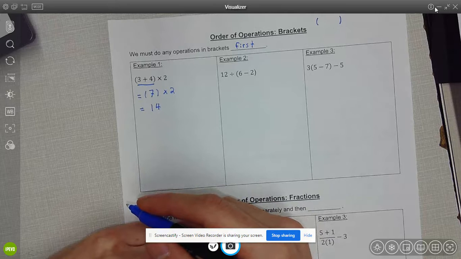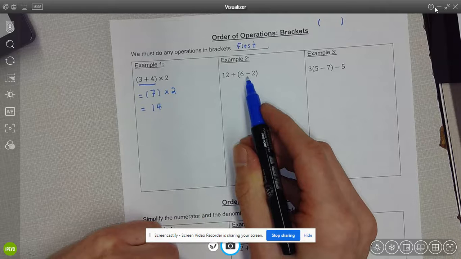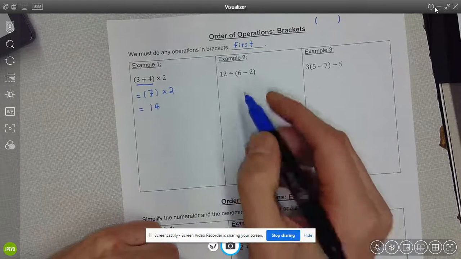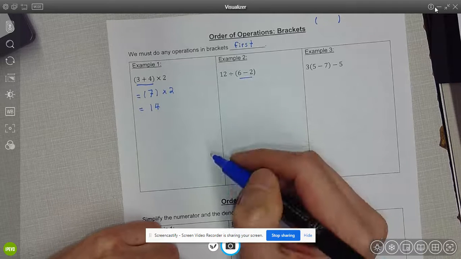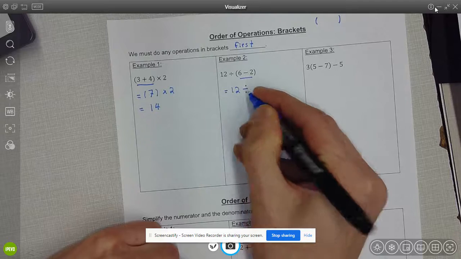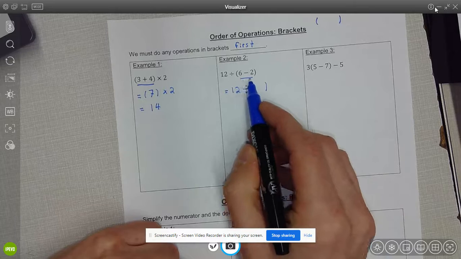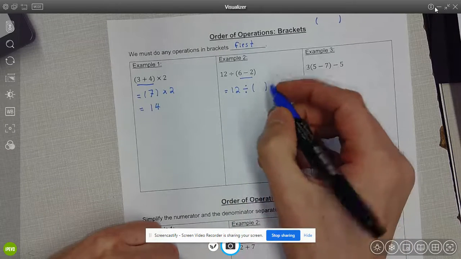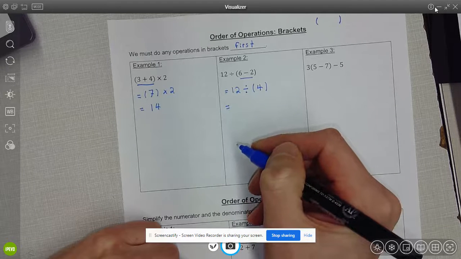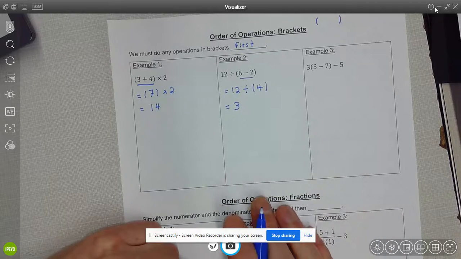Let's do a couple more examples. I have divide and subtract. We would normally look at divide first, but I need to do what is in the brackets. So my first step, everything else stays the same. And I'm only going to change or put the answer for one operation, the operation in the bracket. 6 minus 2 is 4. And then I do 12 divided by 4, which is 3. So brackets draw our attention. They tell us what to do first.